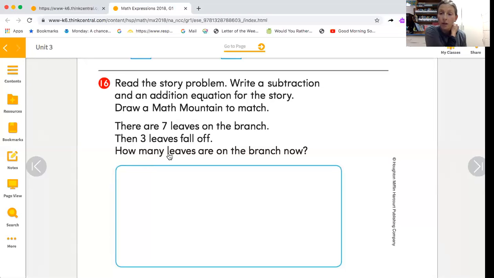Okay, before we move on, I want you to take a look at number 16 again. Did you write an addition problem or equation? Did you write a subtraction equation? Did you write a math mountain? If you did not, if you missed one of these things, go back and do that, please, before we move on. You can go ahead and pause again if you need more time.